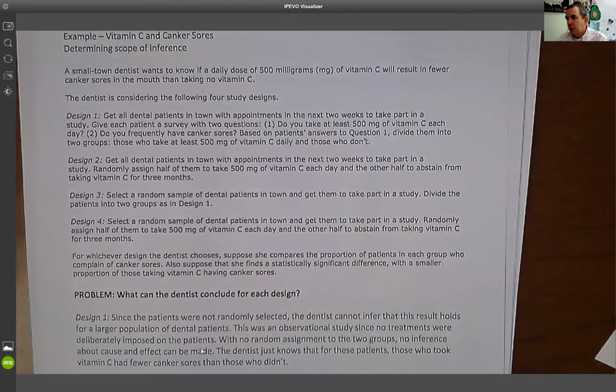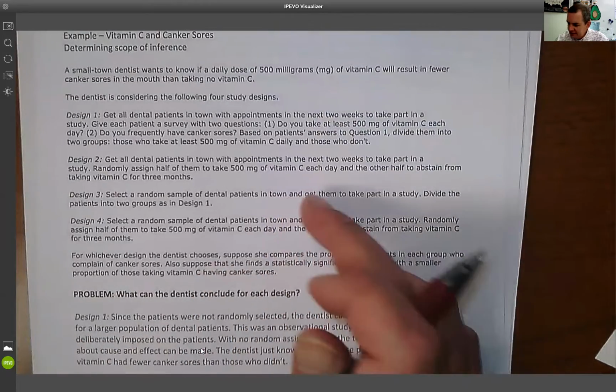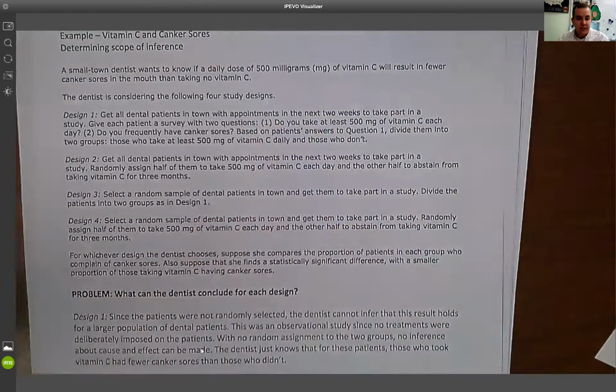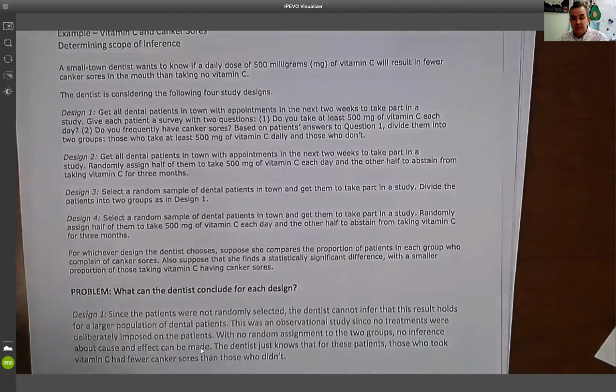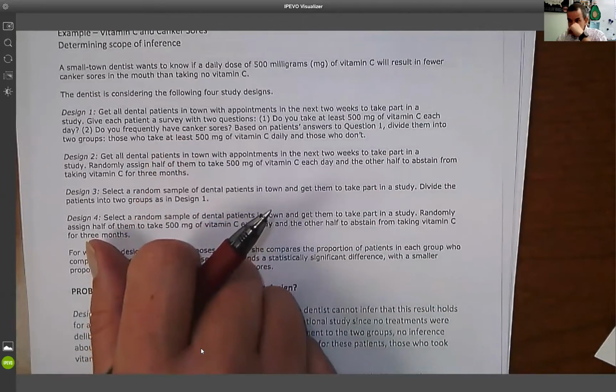In this case, I'll be honest with you, it's not necessarily great at all because you didn't really randomly select anyone, and you definitely didn't randomly assign anyone. This is that bottom right corner. This is not anything. This is not good. You basically could draw conclusions on just those people.